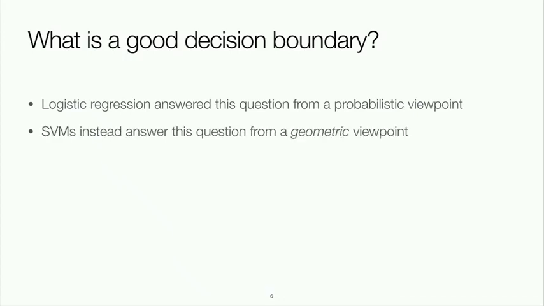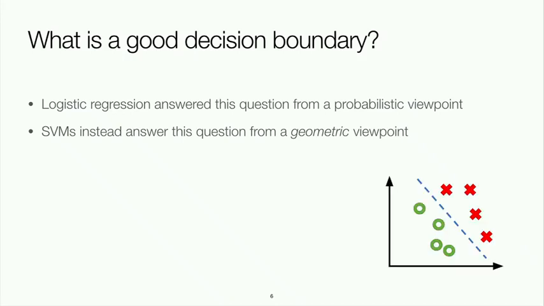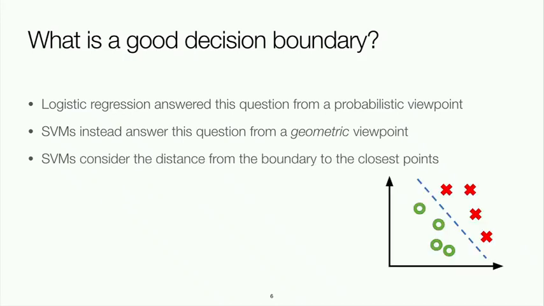What we're going to learn about today are SVMs, which instead answer this question from a geometric viewpoint. What do I mean by that? Basically, SVMs consider the distance to the boundary from the closest points to that boundary. So for example, here my closest points are like this one, and then I can consider this distance, right? But I also have some points on the other side that have the same distance to this boundary.